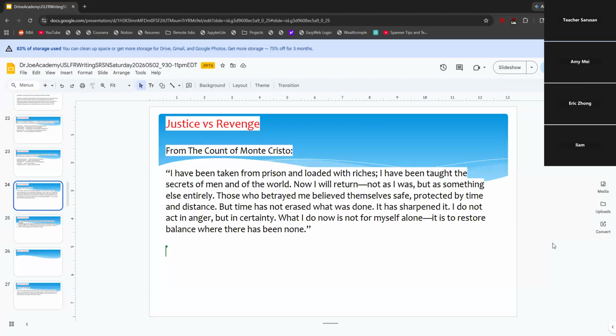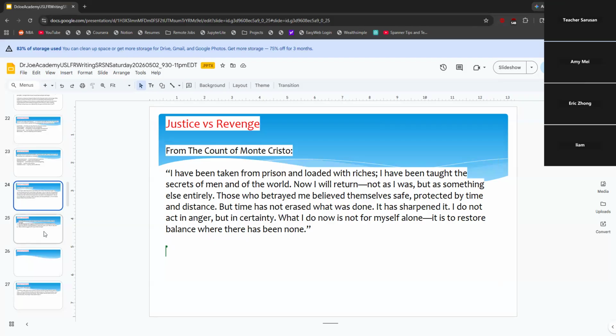I have been taken from prison and loaded with riches. I have been taught the secrets of men and of the world. Now I will return, not as I was, but as something else entirely. Those who betrayed me believed themselves safe, protected by time and distance. But time has not erased what has been done. It has sharpened it. I do not act in anger, but in certainty. What I do now is not for myself alone. It is to restore balance where there has been none.